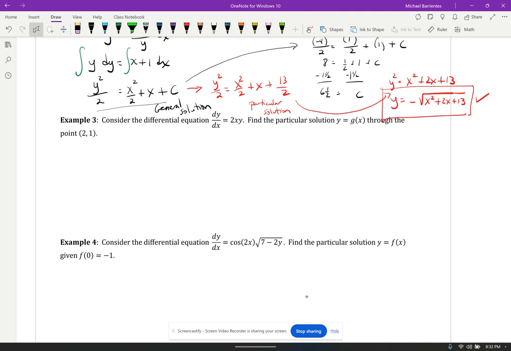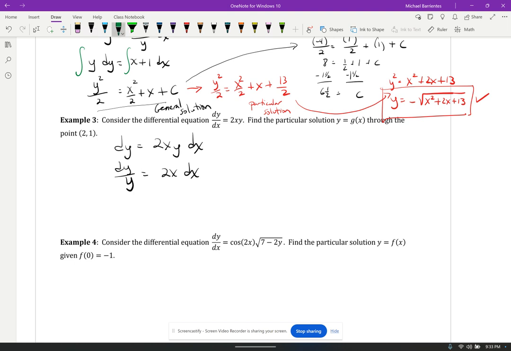So again, separate the variables on example 3. Because we have a differential equation, we're going to find the particular solution through the point (2, 1). So let's multiply both sides by dx. When you do that, you're going to get dy equals 2xy dx. Oh, but now I have a mixture of x's and y's, so I'm going to divide both sides by y. Dy equals 2xy dx. I should have only x's on the right, only y's on the left. So I'm going to divide both sides by y, and you get something like this.